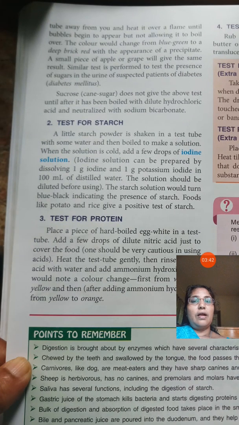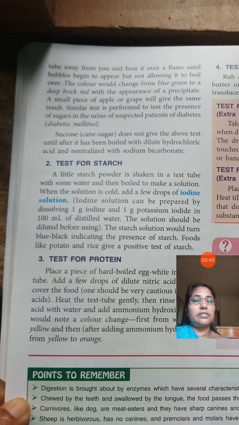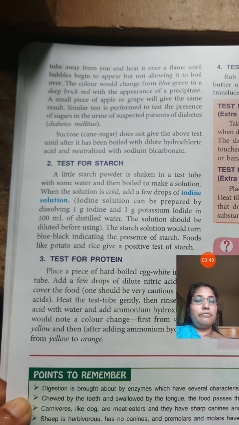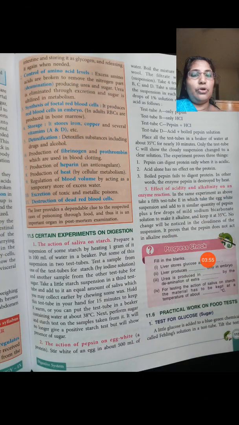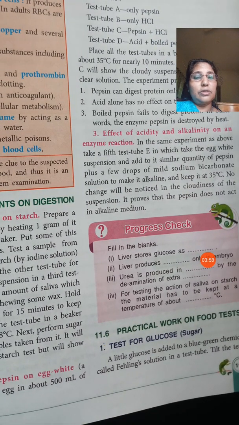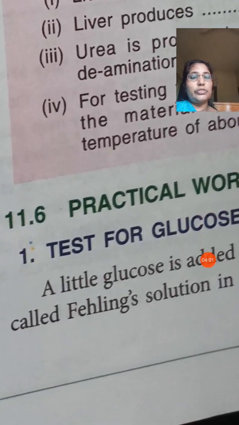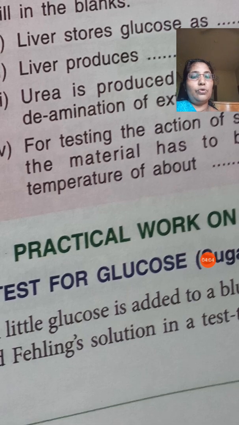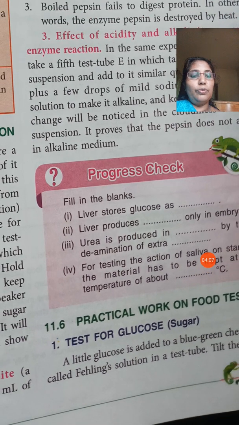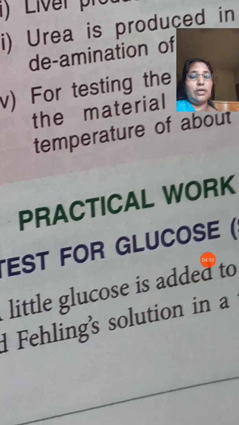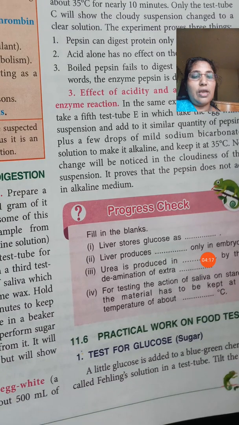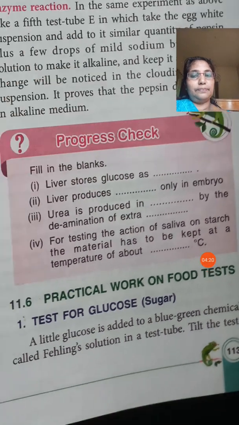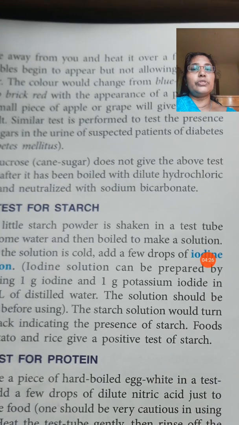Then again, we know the starch test: in the starch solution, if we put some iodine, it will turn blue black in color. That you know. For the test for glucose, a particular solution known as Fehling's solution is used. A little glucose is added to a blue green solution known as Fehling's solution. This particular chemical, Fehling's solution, has a blue green color. Put some glucose in a test tube and add some Fehling's solution into it.